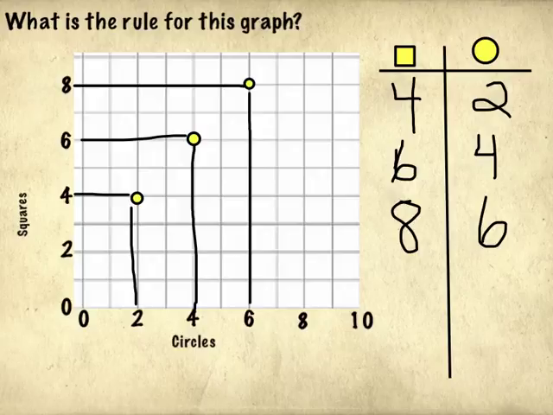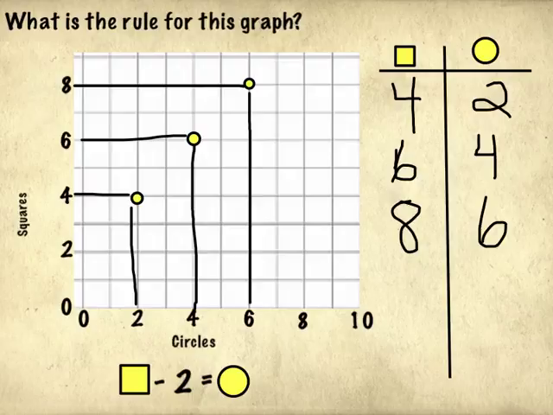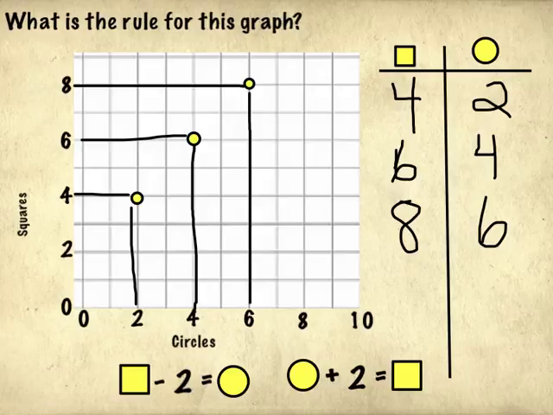And that's what I can write. So there's my equation or pattern rule for this graph. Because of fact families, I could also write it the other way. So it could also be circle plus 2 equals square. If you look at the chart, you'll see both of those work the same way because of fact families.